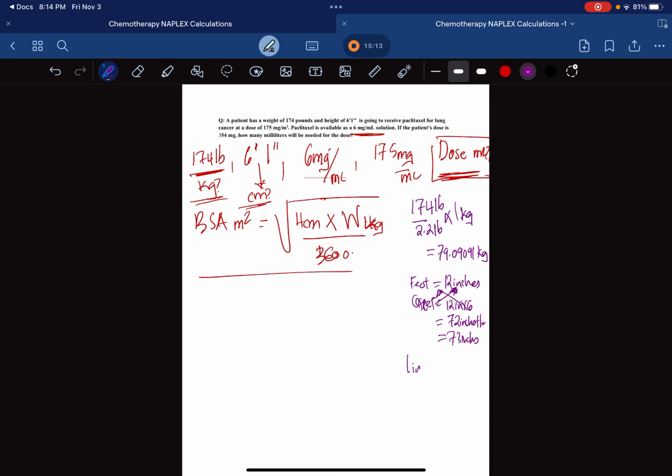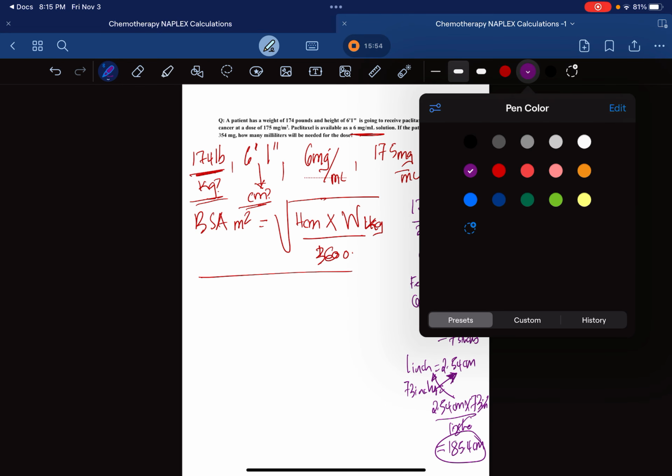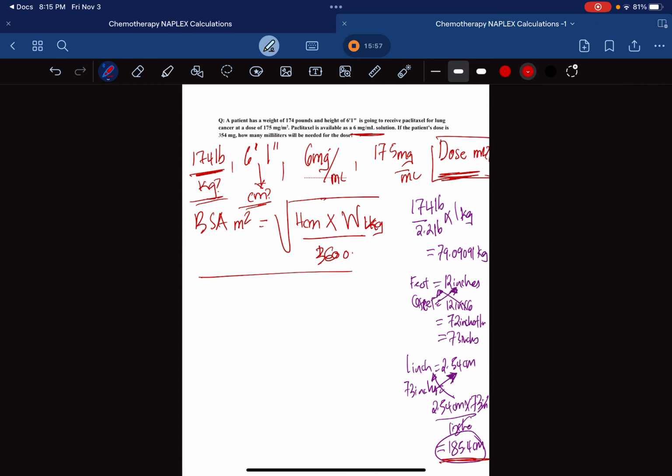However, 1 inch is equal to 2.54 centimeters. How about 73 inches is equal to 2.54 centimeters times 73 inches divided by the 1 inch. So that will give us 185.4 centimeters. So we need to plug all of these values in.